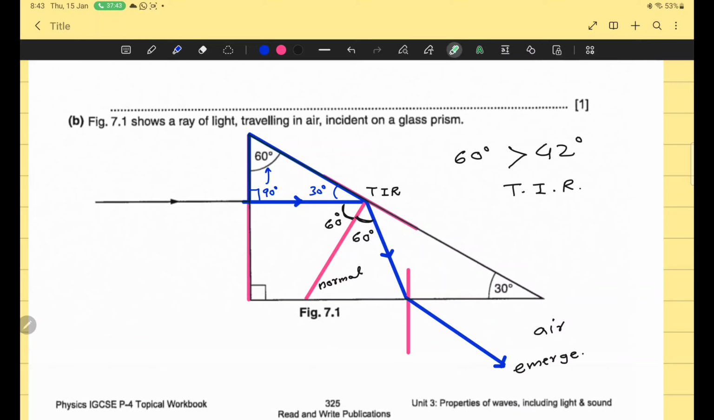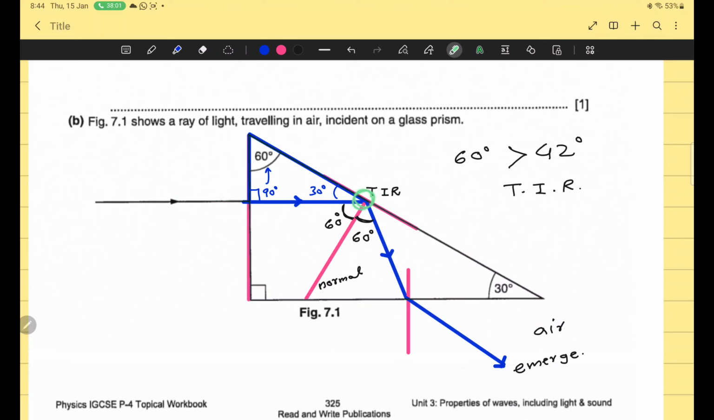So I'm revising the question. This is the incident ray at 90 degrees, so it is going straight.